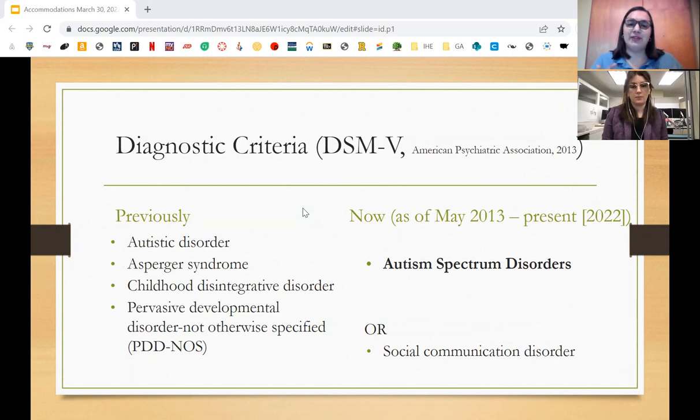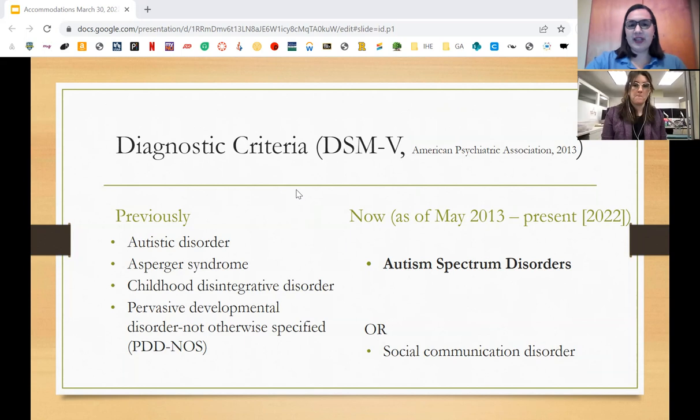So I want to just preface that by saying I am going to be talking about autism through the medical model, through the diagnostic piece, but I'll weave in pieces of how there are certain barriers that are particularly difficult for people with autism because of some of these characteristics or symptoms and the environment.